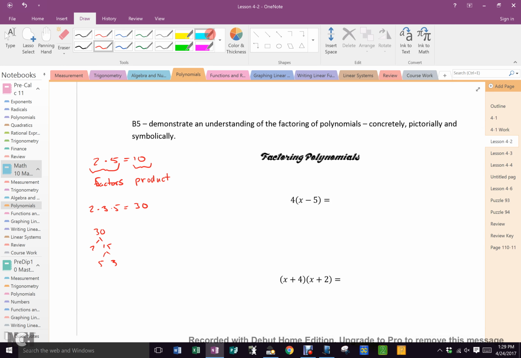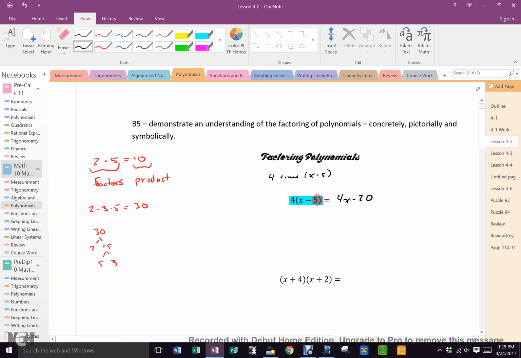Now, look at what I'm about to highlight. Those are just factors, aren't they? Why? Because what does this mean? In English, we are taking 4 and we are doing 4 times x minus 5, correct? That's what's happening there. And what's the answer? 4x minus 20, correct?